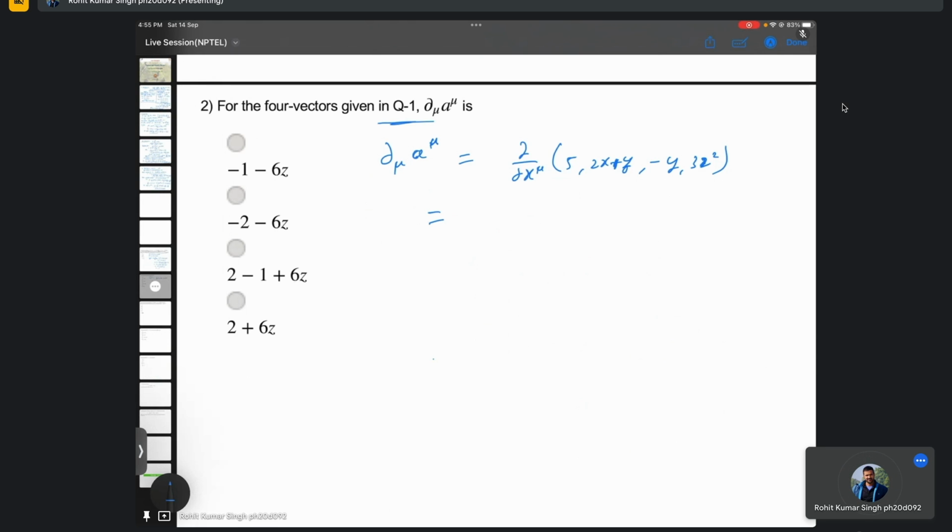Now this we know, so we just saw that this is the co-gradient, right? And this is written as, sorry, this can be represented as this. Okay.